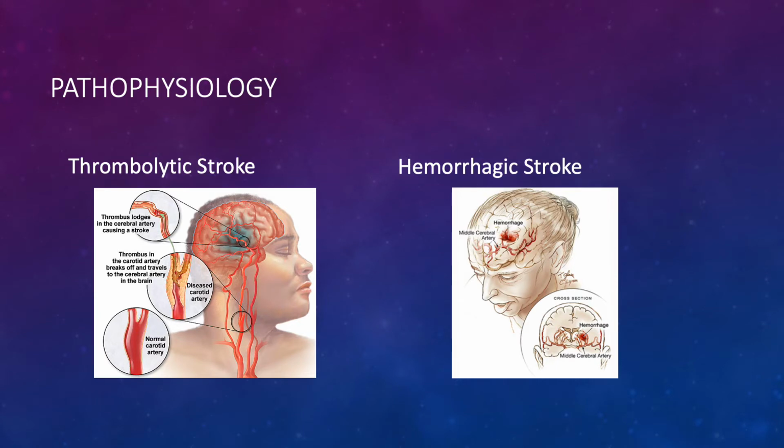Thrombotic strokes or thrombolytic strokes versus hemorrhagic strokes. A clot cutting off circulation to a portion of a brain versus a bleed. The blood builds up and puts pressure on the surrounding tissue. Treatment of these are going to be very different, but the effects on the patient's ability to function are basically the same. So the medical treatment is different. The nursing care is going to be very similar, other than the medications or surgery.